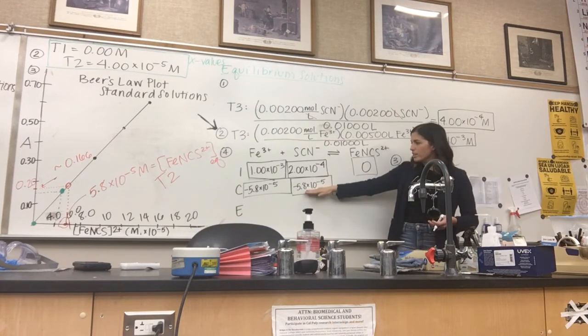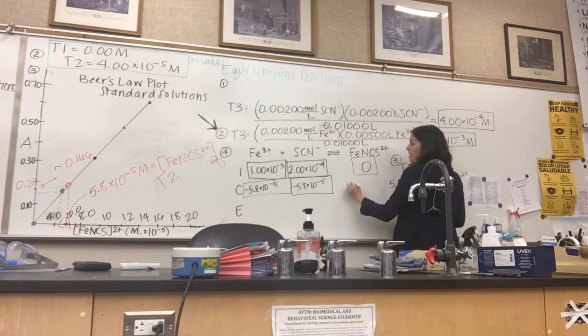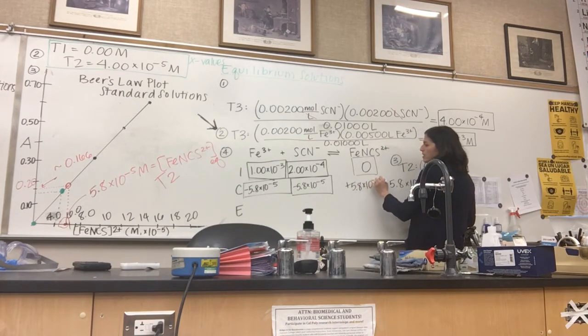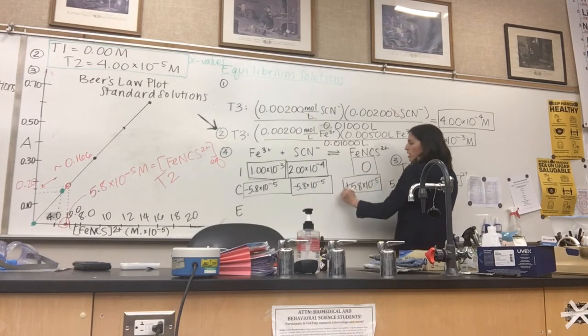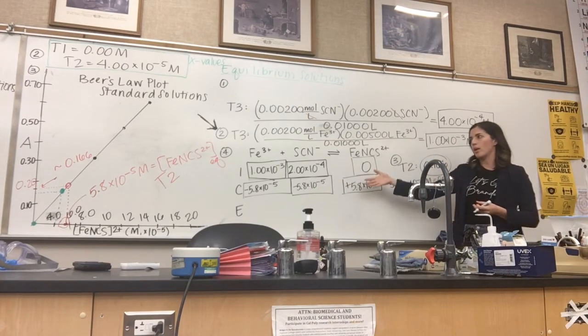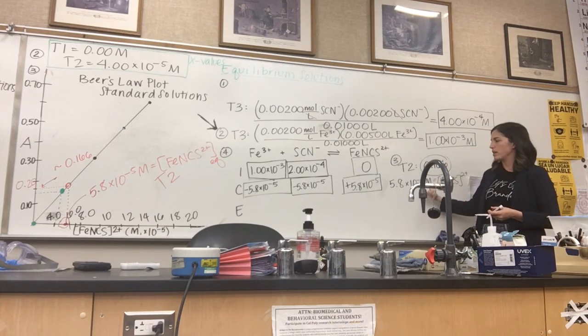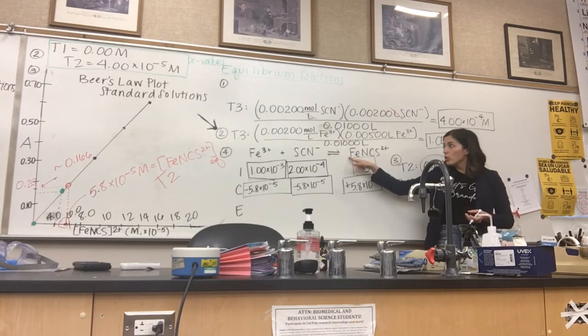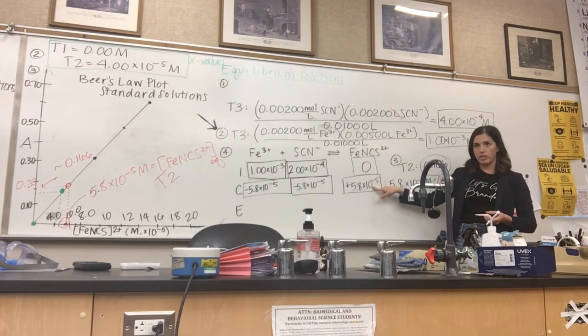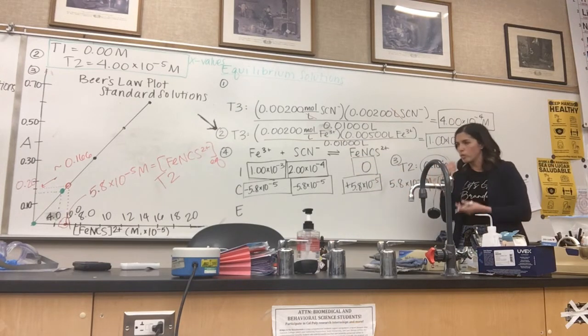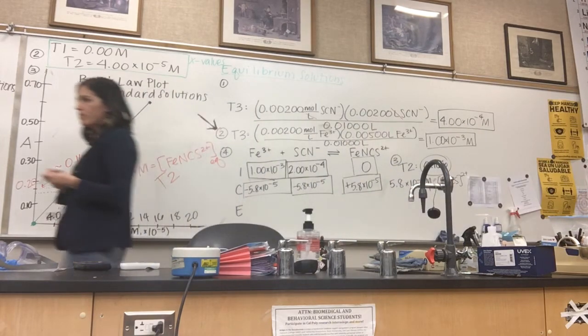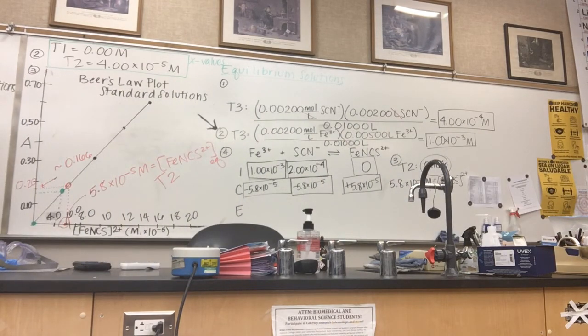So if this is minus 5.8 times 10 to the negative 5, this is plus 5.8 times 10 to the negative 5. That's basically your x value that we've been using in our ICE tables, except now we know the number. The number is given to us based on our answer from number 3. Now if there was a 2 right here in front of the iron thiocyanate, you would have to multiply this number by 2, right? It would be plus 2x. So you will see that in the future.